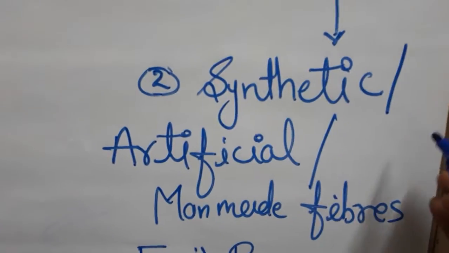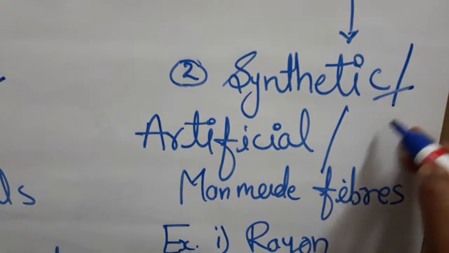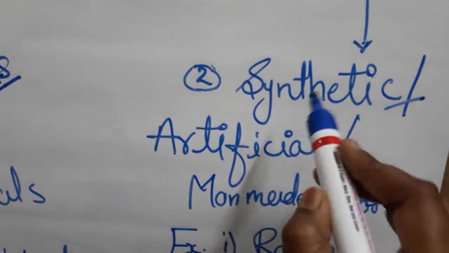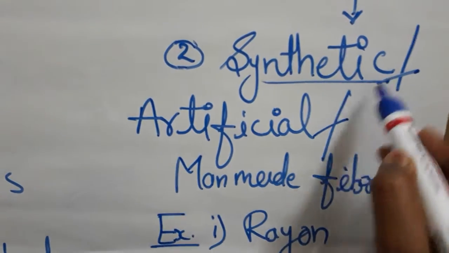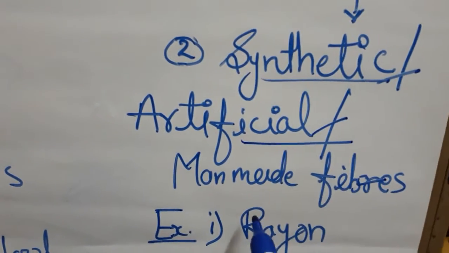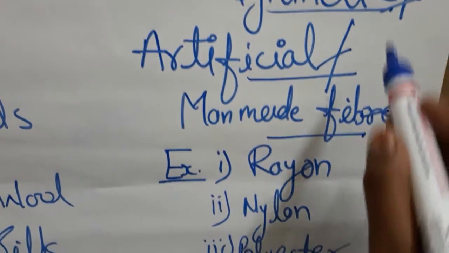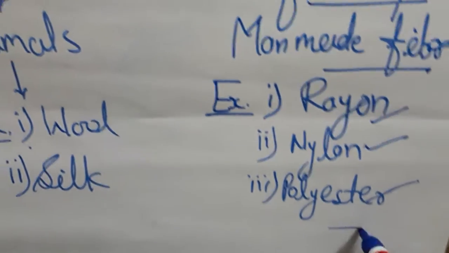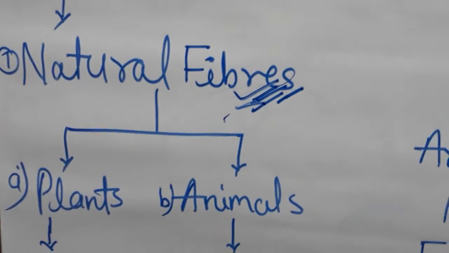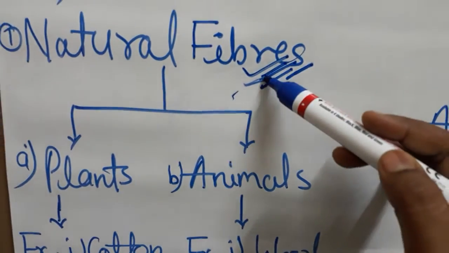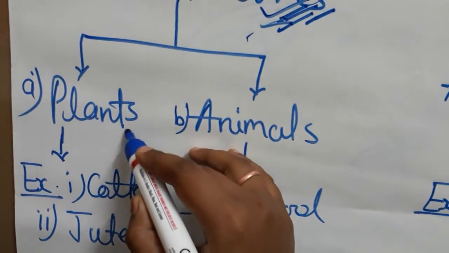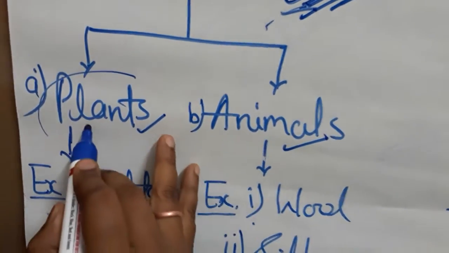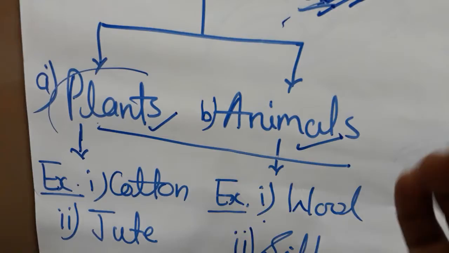The second type is synthetic fiber, also called artificial fiber or man-made fiber. Clear? Examples of synthetic fiber are rayon, nylon, polyester, etc. Now let's come to natural fiber. Basically, natural fibers have two types: the first is plant and the second is animal. That is not the type, that is the way we get these fibers.